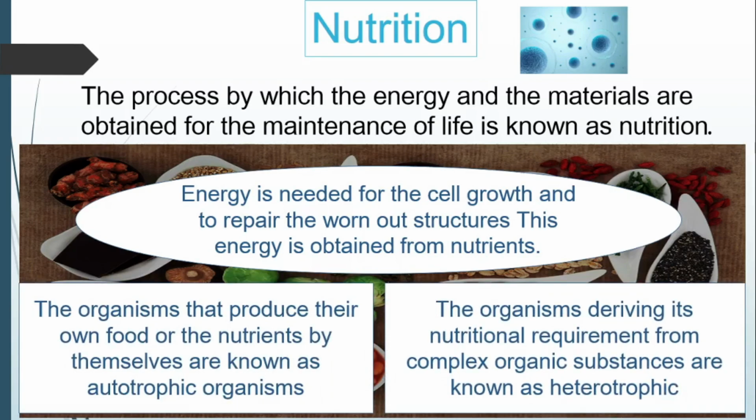Friends, you know what autotrophic organisms and heterotrophic organisms are. When we were in grade 6, 7 and 8, we learned about autotrophic and heterotrophic organisms. So I hope that you remember those meanings. Now let's look at the meaning of autotrophic. The organisms that produce their own food or nutrients by themselves are known as autotrophic organisms. And heterotrophic organisms are organisms deriving their nutritional requirements from complex organic substances.